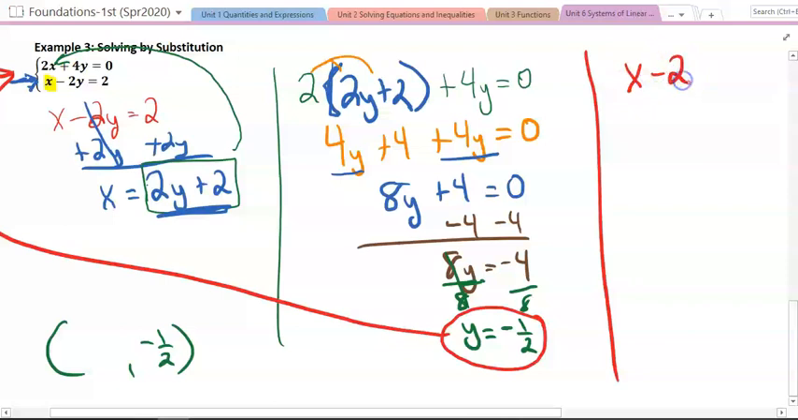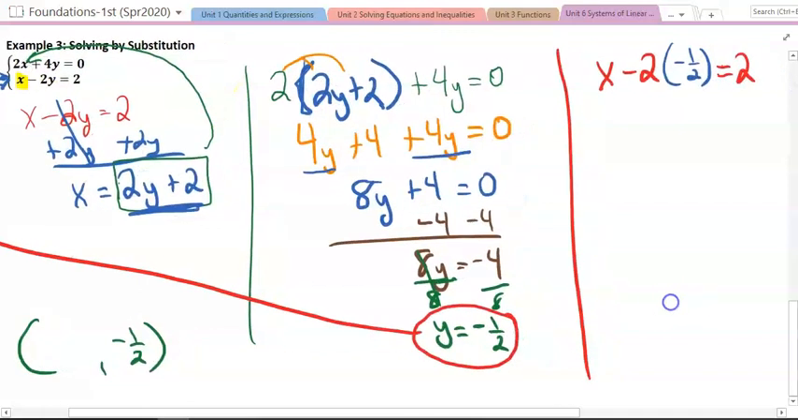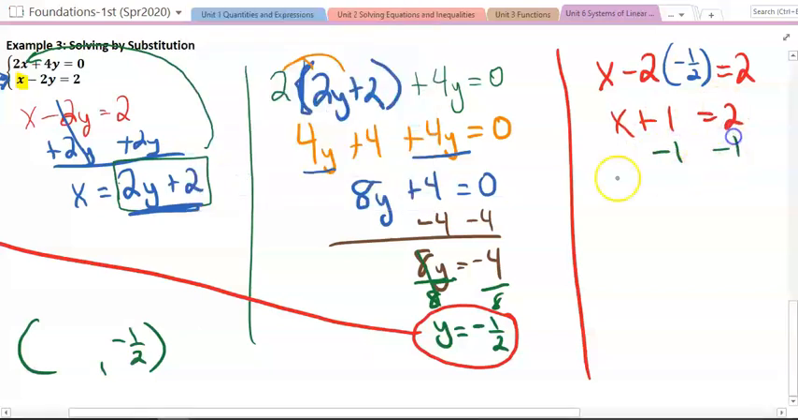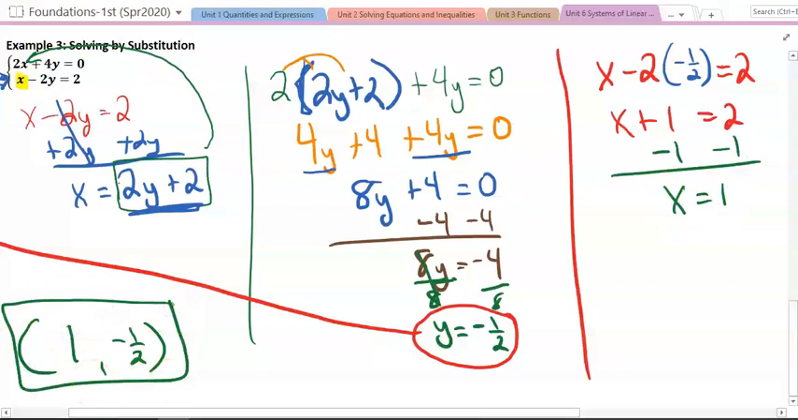So x minus the 2, I'm substituting in the negative 1/2 from here for the y, and finishing out writing the second equation, it was equal to 2. And so what is negative 2 times negative 1/2? That is positive 1. And so I get that x plus 1 is equal to 2. And then I'm going to subtract 1 from both sides. So minus the 1, minus the 1. And I get that x is equal to 1. And so my x value is 1. And so the point of intersection here is at 1 and negative 1/2.